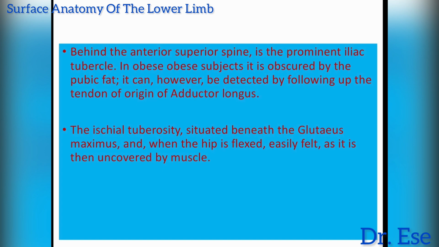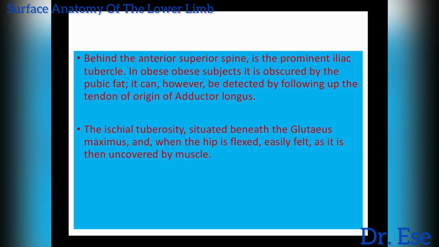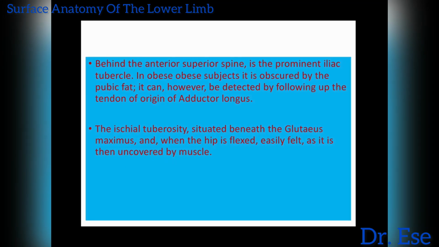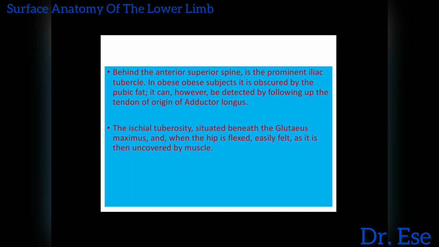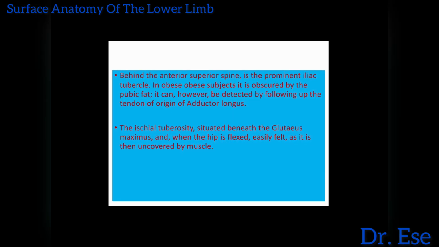In obese subjects, it is obscured by the pubic fat, and it can however be detected by following up the tendon of the origin of the adductor longus. The ischial tuberosity is situated beneath the gluteus maximus, and when the hip is flexed, it is easily felt as it is then uncovered by muscle.